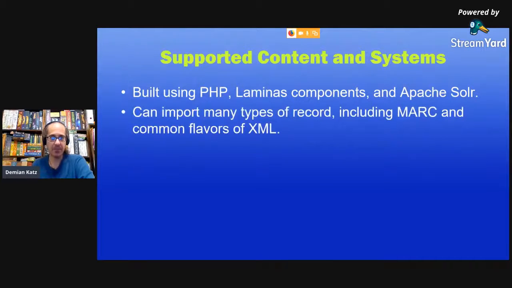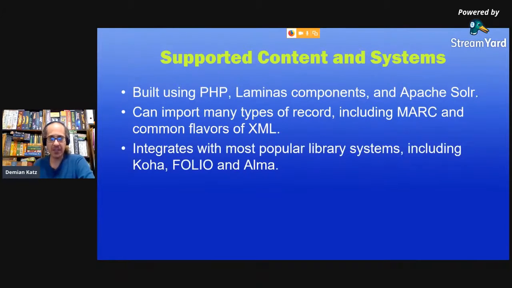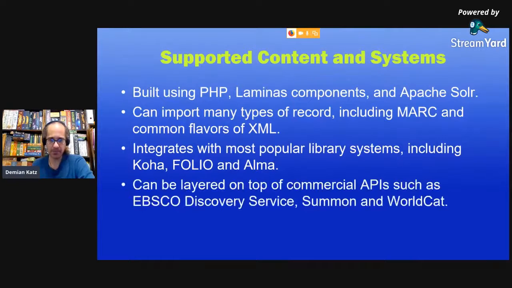It's designed to be able to index records of all different kinds, including MARC records and many common types of XML. So you can use it to provide access to just about any kind of metadata that your institution might produce. It also integrates with many popular library systems, including open source ones like Koha and Folio, as well as commercial ones like Alma. So it gives you the ability to let your users access their account information and find out about availability status, regardless of what backend systems you're using.